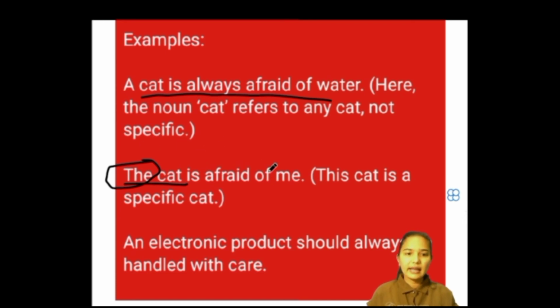Next one is: an electronic product should always be handled with care. Okay, an electronic product means there are so many products. That is why we are using an here.